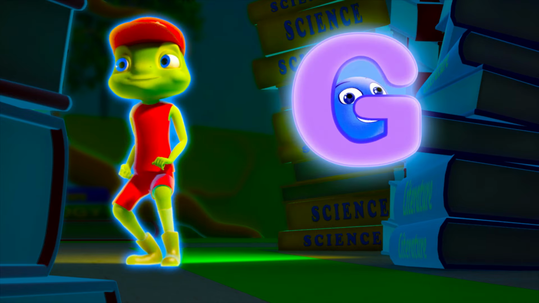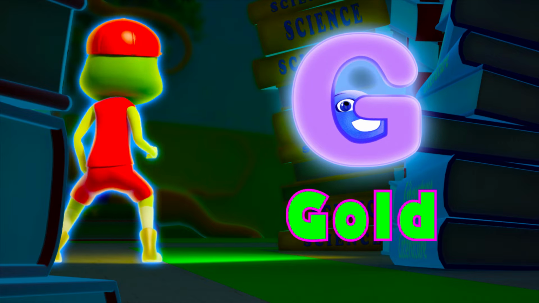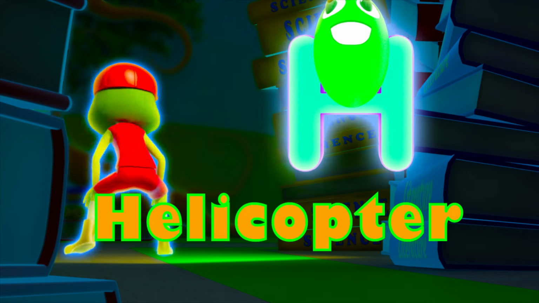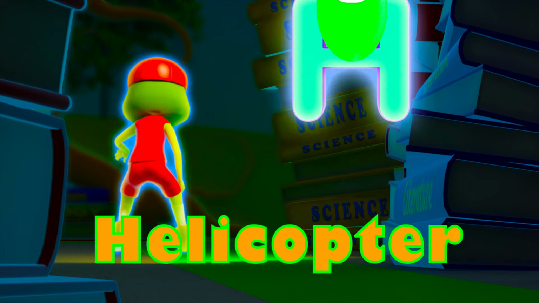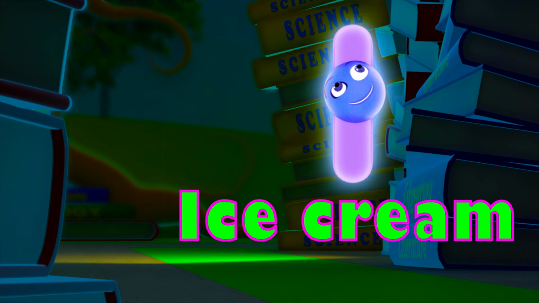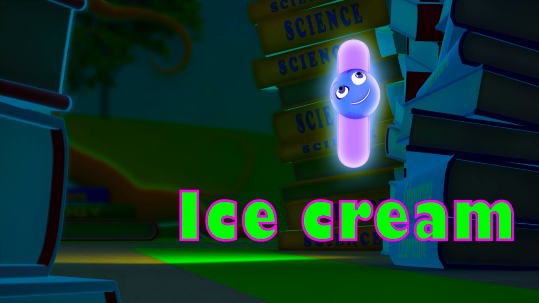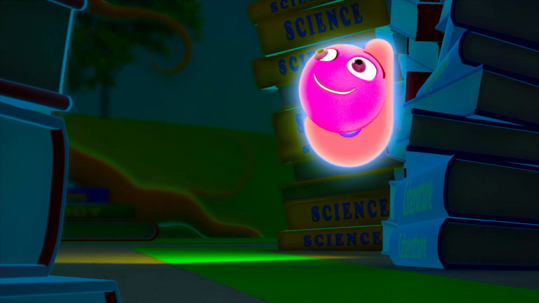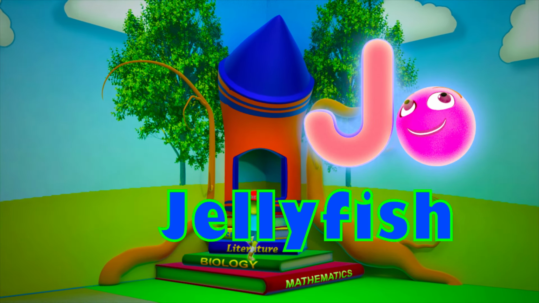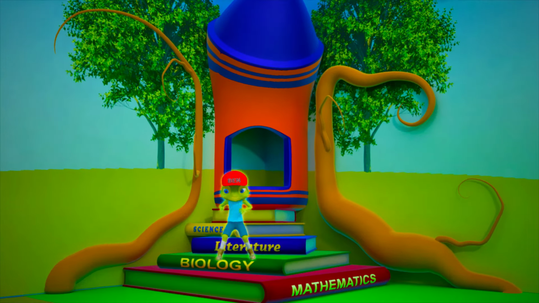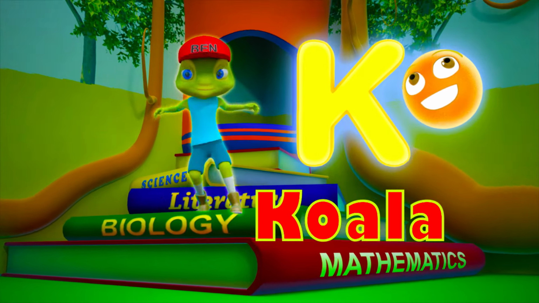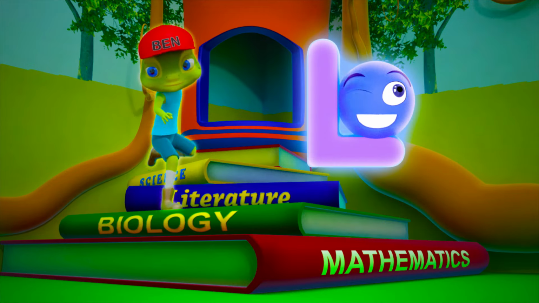This is the letter G. G is for gold. H is for helicopter. Can you spin around just like a helicopter? I is for ice cream. Mmm, it's so delicious. J is for jellyfish. Can you wiggle your fingers like a jellyfish? K is for koala. Aw, that's so cute. L is for lion.